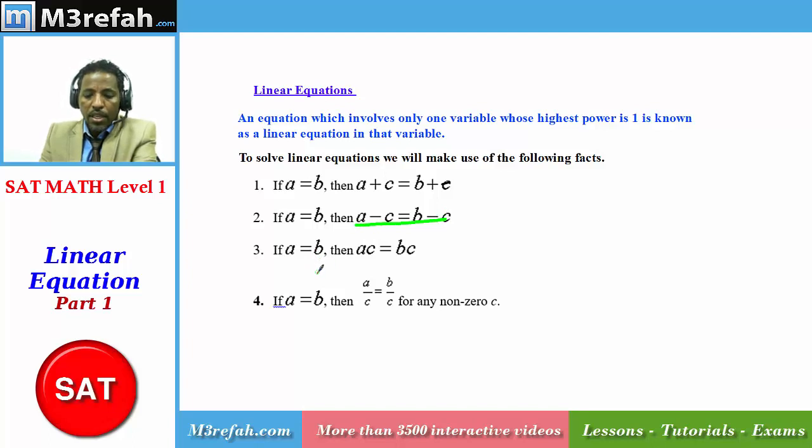If A is equal to B, then multiplying both sides of the equation by the same number will result in an equivalent equation, which means AC is equal to B times C. The last one is, if you have A equal to B, then dividing the two sides by the same amount will result in an equivalent equation, provided that C is different from 0. You have to be aware that any number divided by 0 is undefined in the set of real numbers.